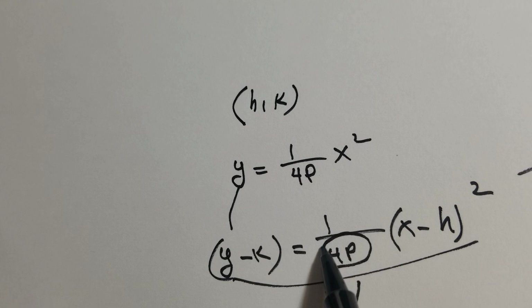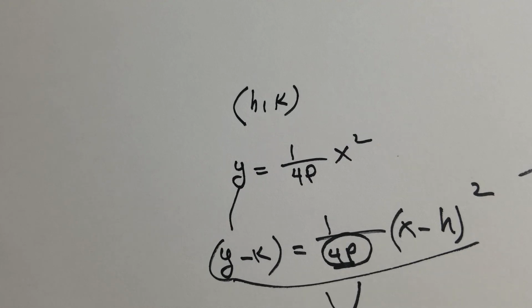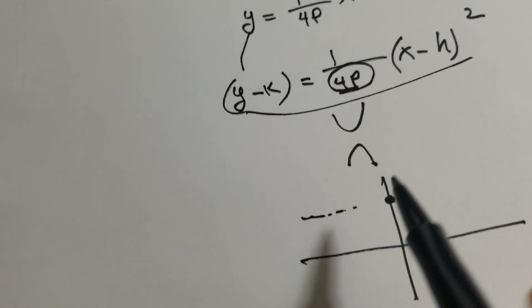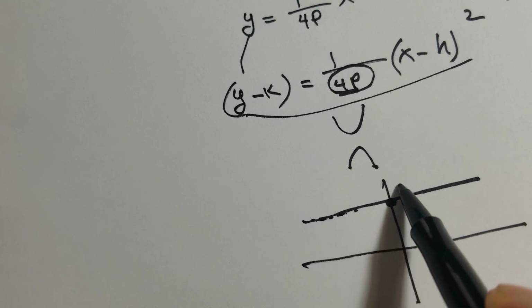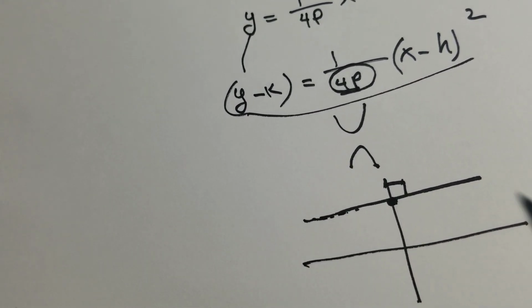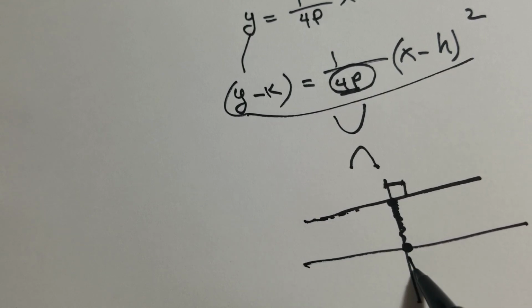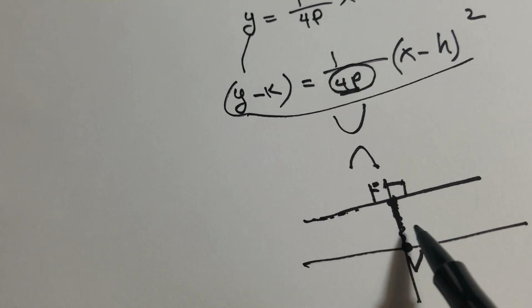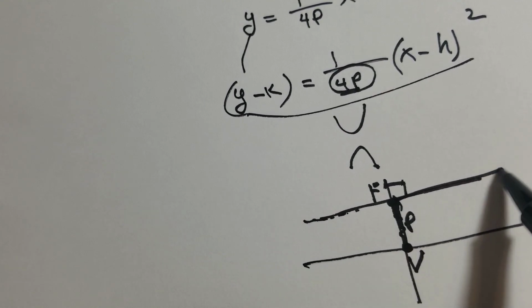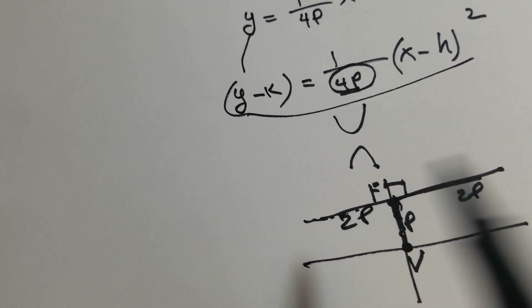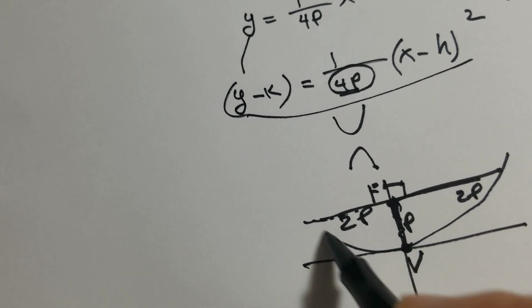Did you see that 4p? That 4p is the length of your latus rectum. What is a latus rectum? It is a line segment that passes through the focal point. It is perpendicular to the axis of symmetry, and the length of it is twice as much as from the vertex to the focal point. Therefore, if this is p, this side is 2p, and this side is 2p, then you have a perfect graph.